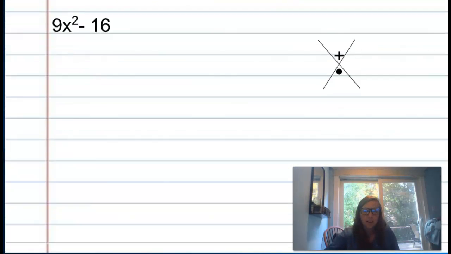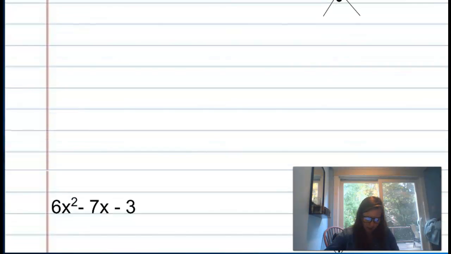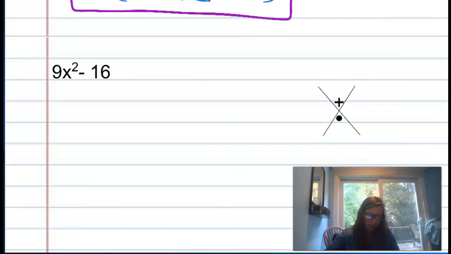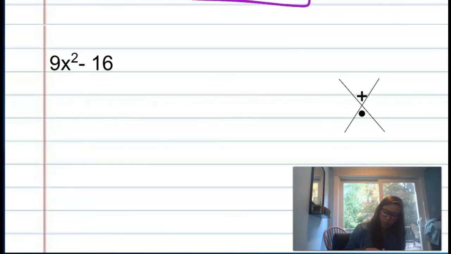Okay, this will be the last one that we do in the video. This is when there's no middle term. I'm going to look again for a GCF, but there is none. So we're looking for something that adds to 0, but multiplies to 9 times negative 16, which is negative 144x squared.